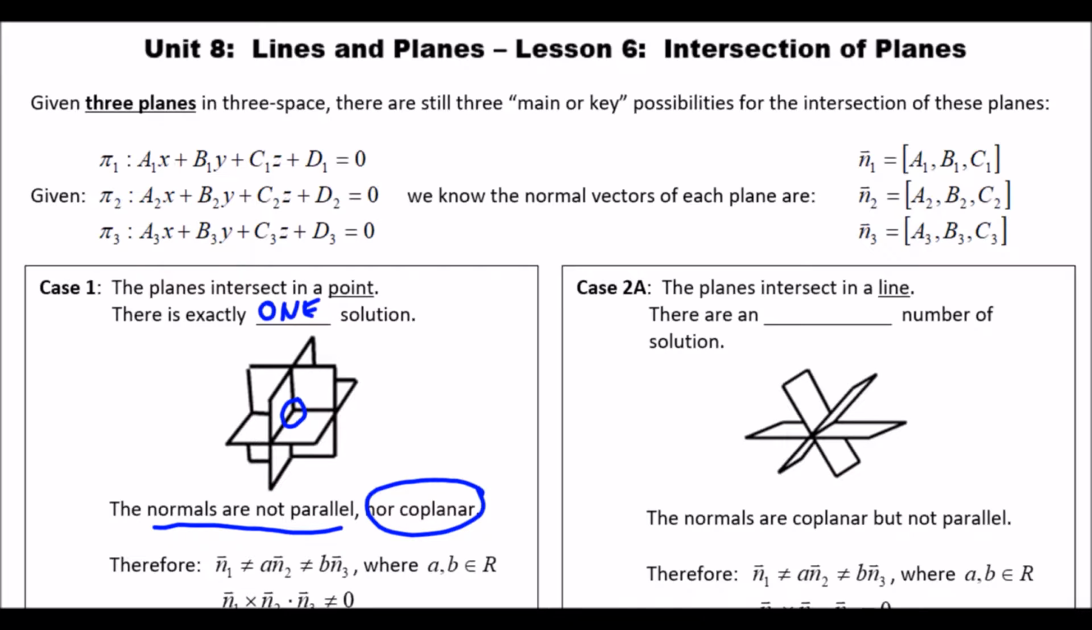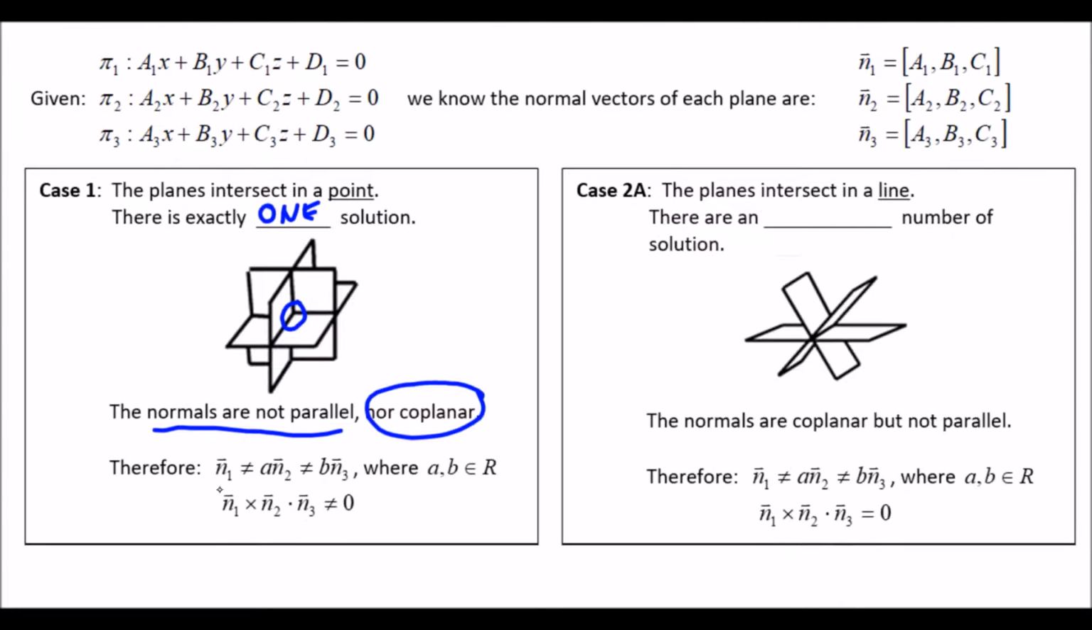So here, what does that mean? That means that they're not scalars. Normals are not scalars of each other. And this is a test for coplanar. If this is equal to 0, it's coplanar. But if it's not equal to 0, it is not coplanar. So that's case 1, one point of intersection.